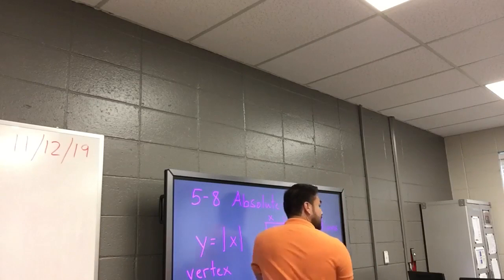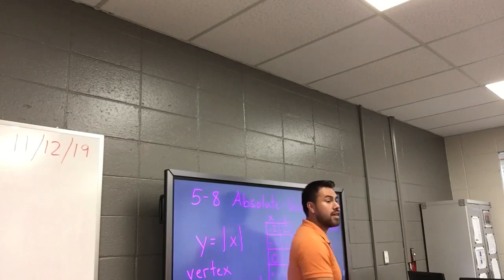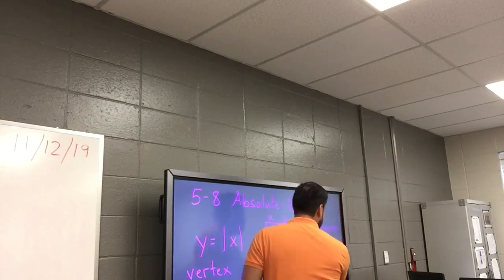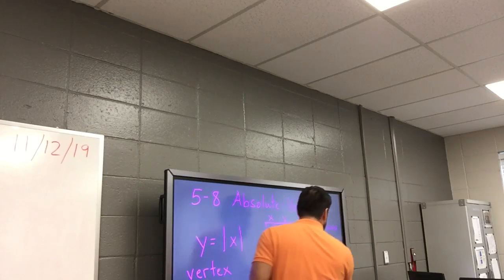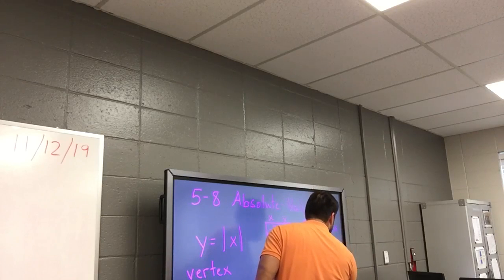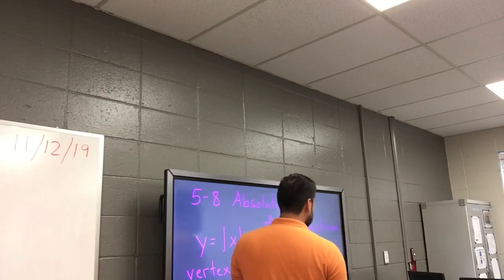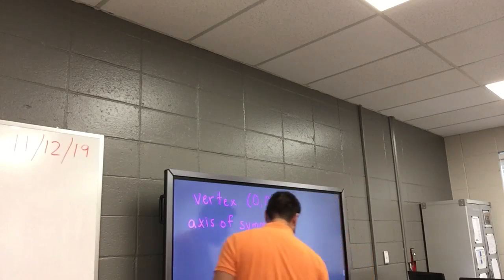Ready? Listen. If I told you to graph x equals 0, do you understand that's a vertical line? X equals 0, and it's right here. I'll do it in a different color. This is where x equals 0. This line right here happens to be the y-axis. Does it split this in half? Are these mirror images of each other? That is the axis of symmetry.